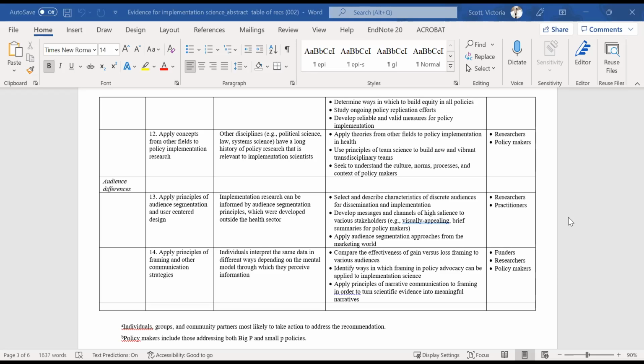So the last one is sort of the policy piece, and then this audience differences, audience segmentation, some of the ways we communicate science to different audiences. Those are some of the pieces that come into play here.